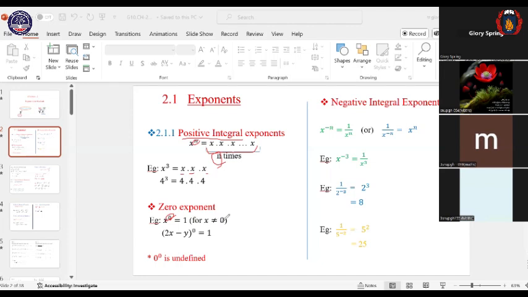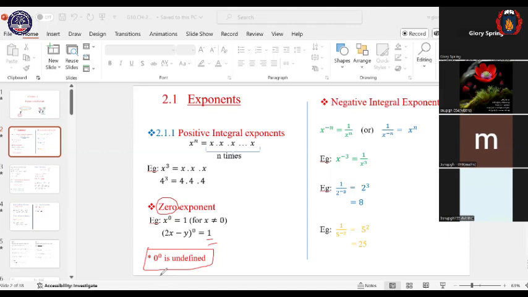Except for zero. X to the power 0 equals 1, b to the power 0 equals 1, and (2x minus 1) to the power 0 equals 1. But zero to the power 0 is undefined. That is what exponent rules say.